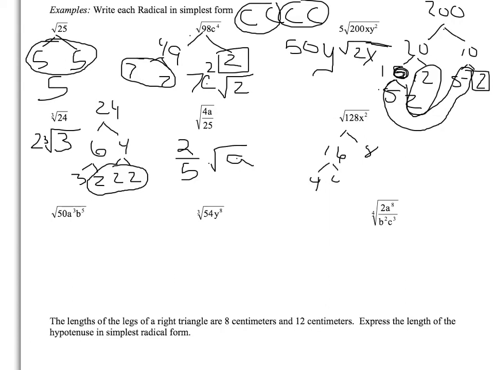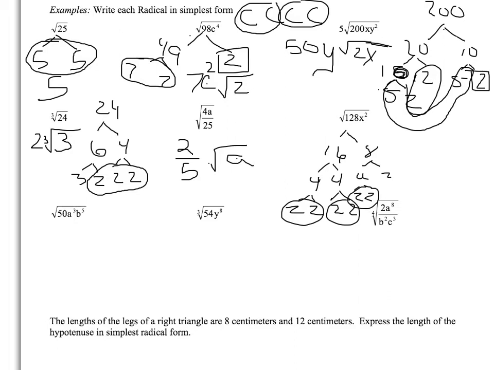16 breaks down to 4 and 4, 2 and 2, 2 and 2. 8 breaks down to 4 and 2, and then 4 breaks down to 2 and 2. Circle up pairs, you got 1, 2, 3 pairs of 2's.